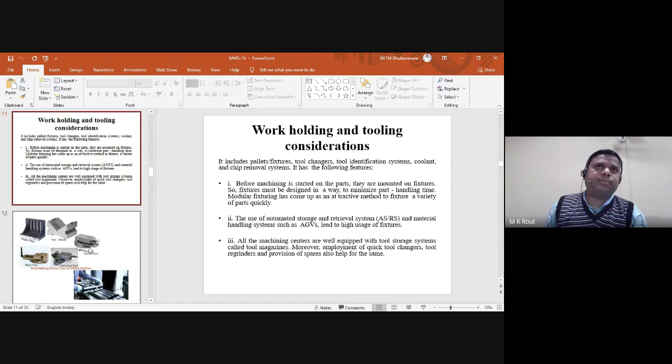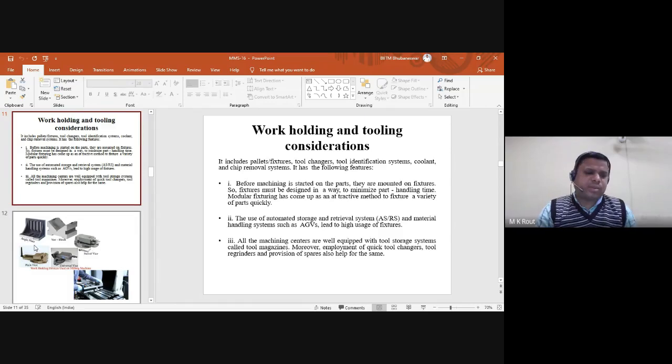We have already seen single numerical control machines, two-stage numerical control machines, or more than four numerical control machines. Those machines have tool magazines so that you can easily go for quick tool changing depending upon the variety of machining processes. The next is that due to overheating, the tool needs to be reground to maintain the sharpness of the cutting edge, and provision of spares also helps with flexibility in your manufacturing systems.